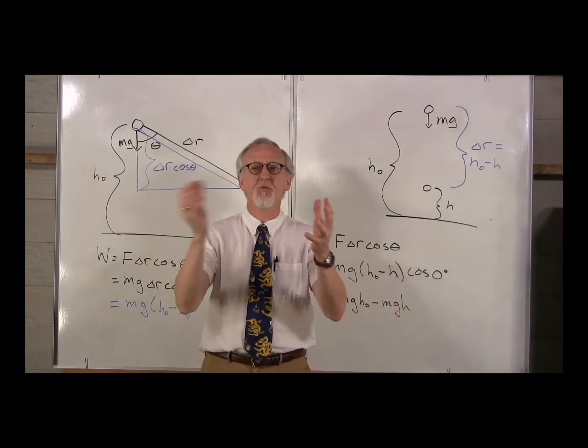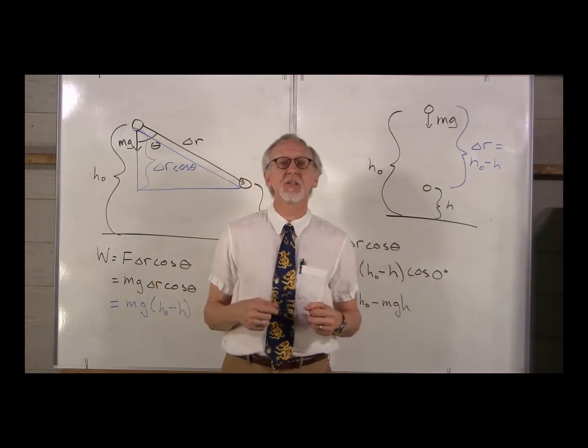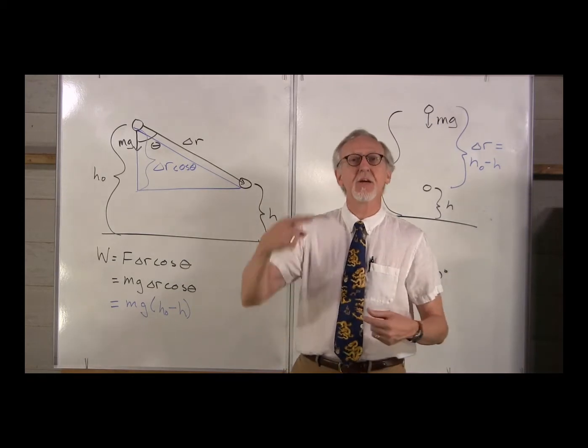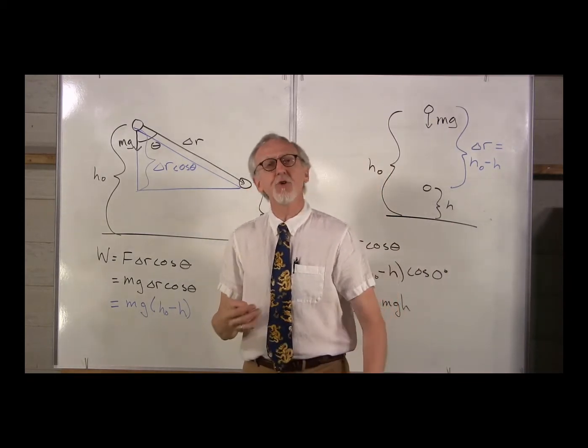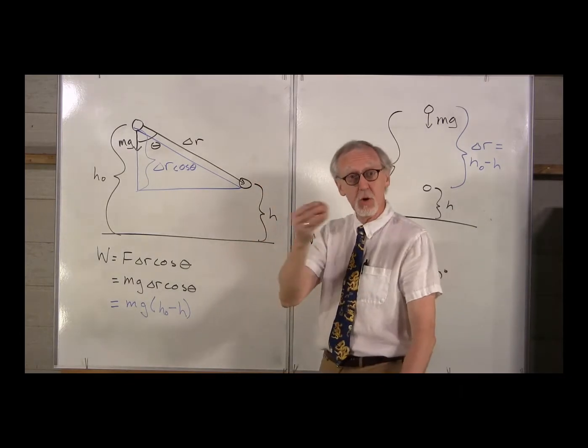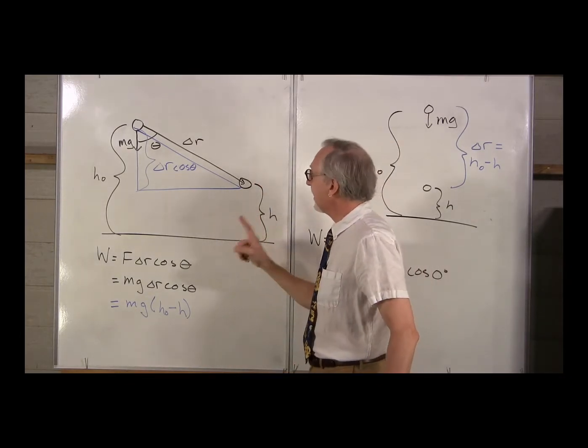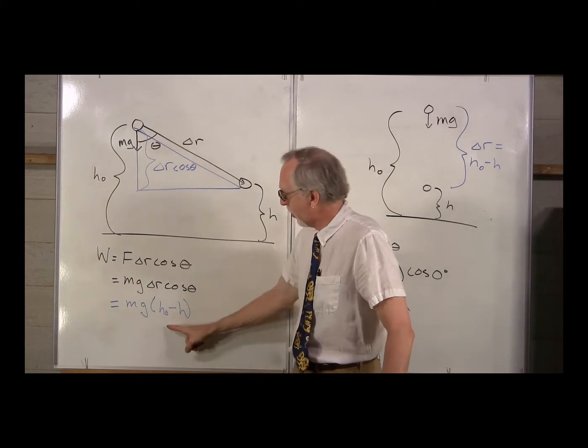If the object is moving horizontally, how much work does gravity do? 0, because the displacement is perpendicular to the force. Obviously, if it's moving horizontally, the final height is the same as the initial height, and that would be 0.